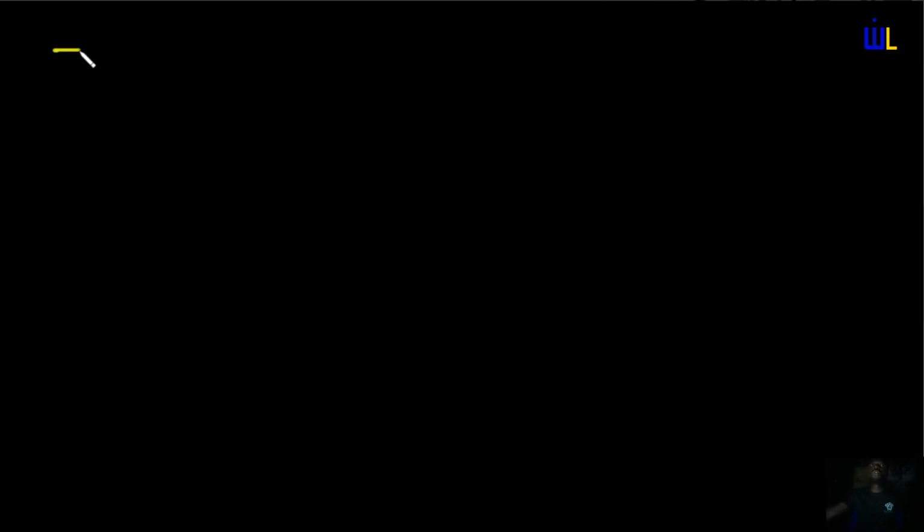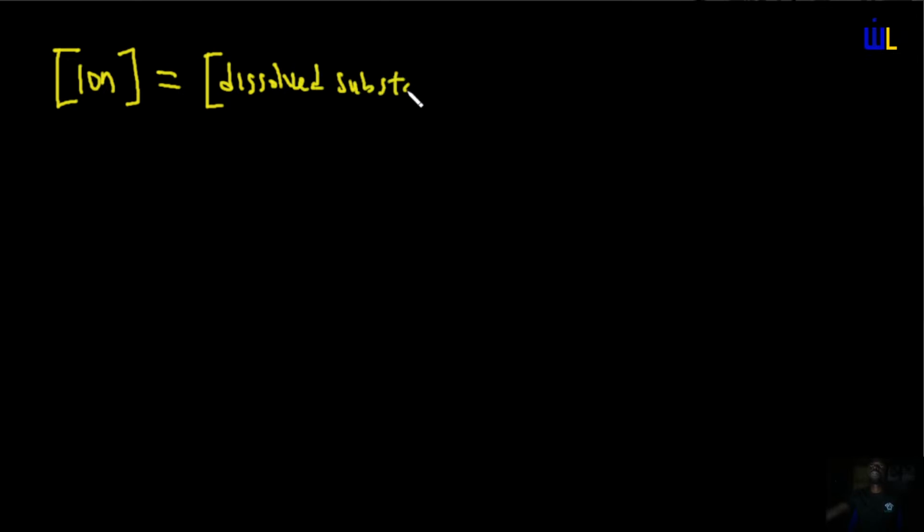Anytime you are asked to find the concentration of an ion, the concentration of an ion is simply the concentration of the dissolved substance multiplied by the number of moles of the ion. Any ion you have and you are asked to find the concentration of, you just look at the substance that produced that ion, its concentration, and multiply by the number of moles of the ion. Okay, so what do I mean?